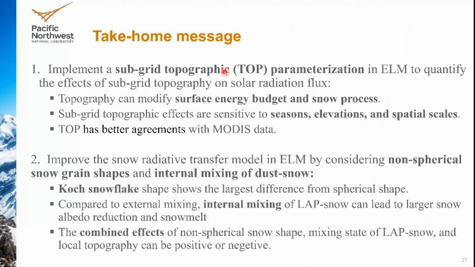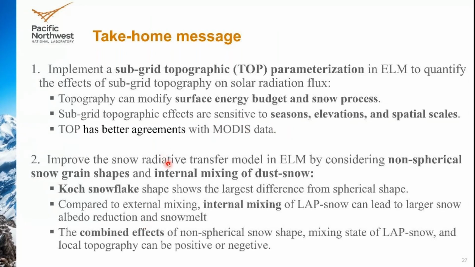To summarize, the first study implemented a subgrid topographic parameterization in ELM. Currently, this improvement has been merged into the main branch of E3SM. Based on this improvement, we found that topography can modify the surface energy and snow processes, and the topographic effects are very sensitive to season, elevation, and spatial scales. Our improved TOP also has better performance than PP when compared to MODIS data.